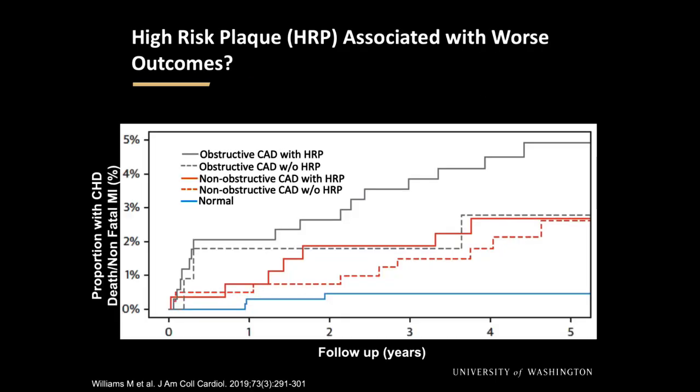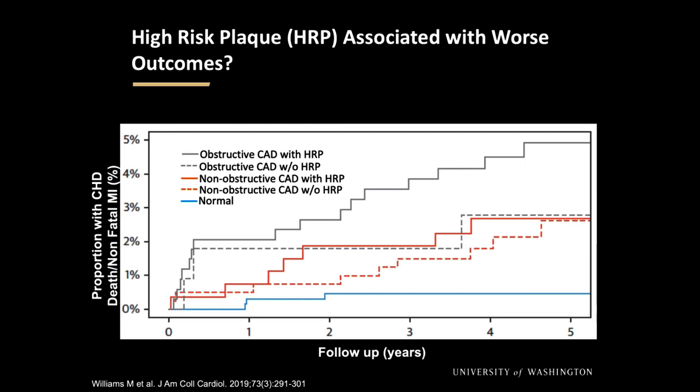And there's been some data that suggests that these high-risk plaque features may be associated with worse outcomes. And this is just secondary analysis from the SCOT-HEART trial, where they looked at the effect of high-risk plaque on either obstructive or non-obstructive disease. I think it's a busy graph, but I do think it's interesting. And again, their outcome here in SCOT-HEART was coronary heart disease death or non-fatal MI.